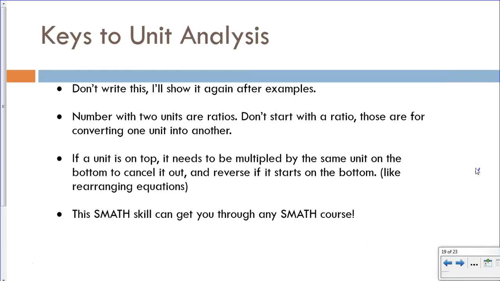So, keys to unit analysis, make sure you know this. Numbers with 2 units, like grams per mole, are actually ratios. Never start with your ratios. Maybe in Chem 30 when you get better at this, absolutely. But for now, don't start with a ratio. Start with things that only have 1 unit. Make sure your unit is on top, and when it's on top, make sure it's multiplied by the same unit on the bottom to cancel it out.